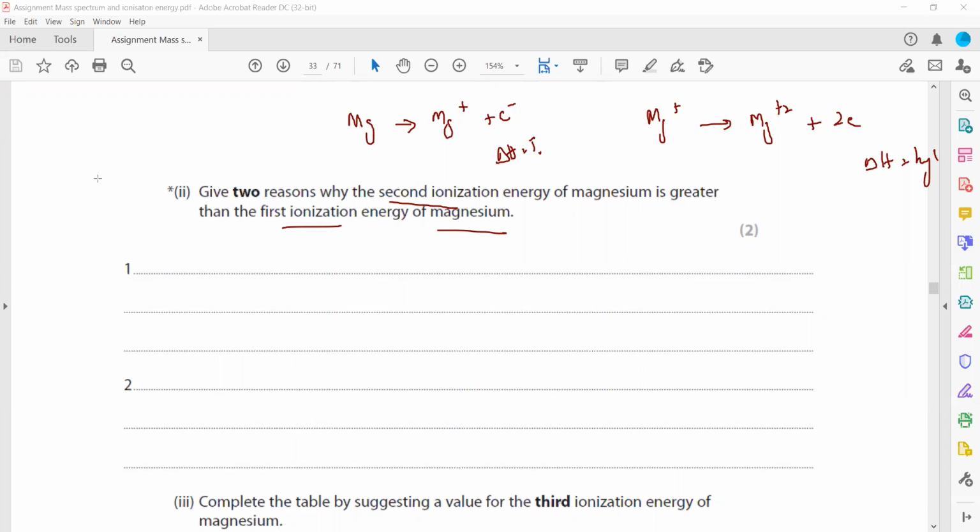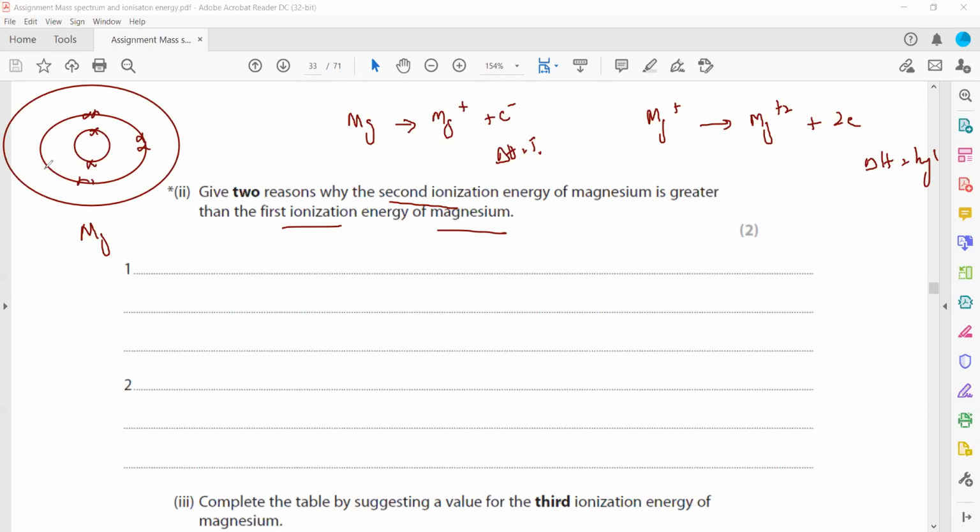When you check the shells, the first thing for magnesium, because here you are removing the electron from the magnesium atom: the magnesium atom has 3 shells. The first shell has 2 electrons, the second shell has 8, and the third shell has 2. So when we want to remove this electron, there are 12 protons and 12 electrons. So there is a balance between the number of protons and the number of electrons.